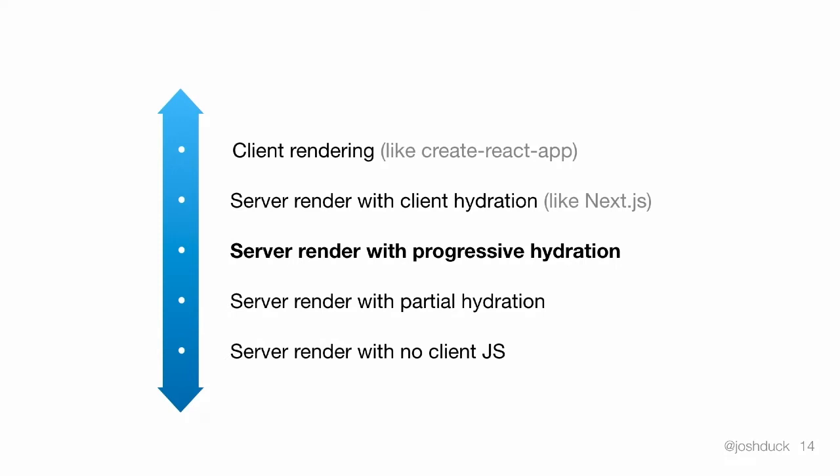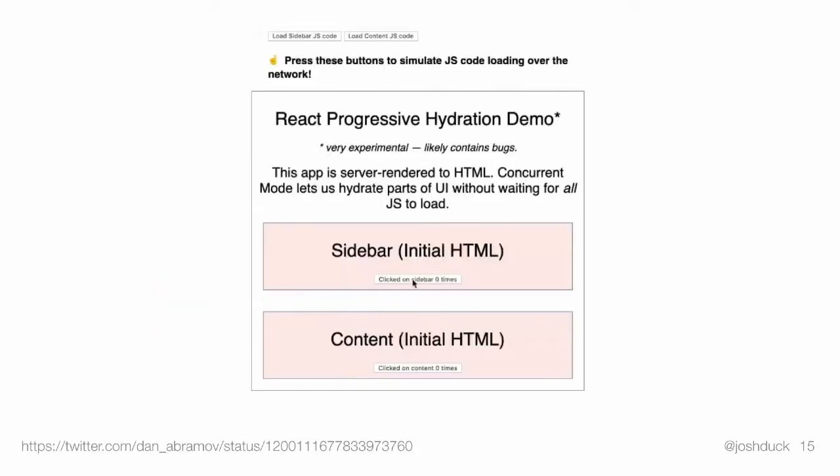Another option that exists on this spectrum that I'm really excited about is something called progressive hydration. This is where you're both server and client rendering, but your application on the client can boot up as JavaScript bytes become available. So you're not having to wait to do one big render right at the end of the page.